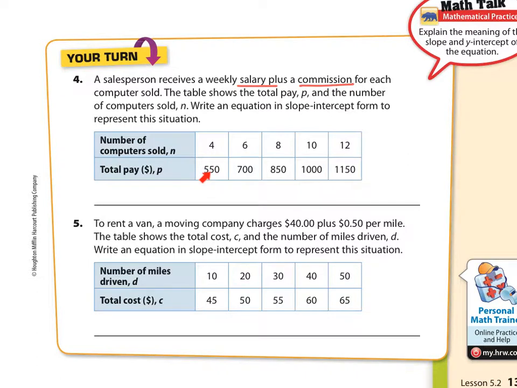He's going to get a total pay of $550. That's his salary plus the commission. 6 computers sold is $700, and so on. You can see here there's 5 points. I got this here, this, and then 5 points total.